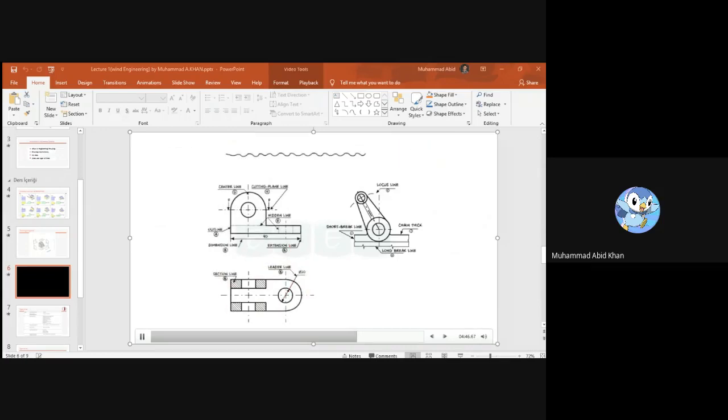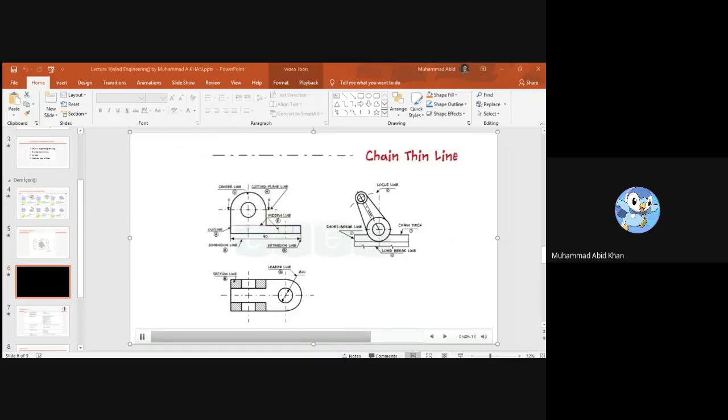Next is a continuous thin freehand line. This line is used to show short break or irregular boundaries. Next is the continuous thin line with zigzags. This line is used to show long break. Next is the dashed line. This line is used to show hidden edges of the main object.